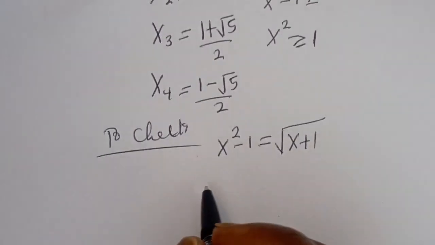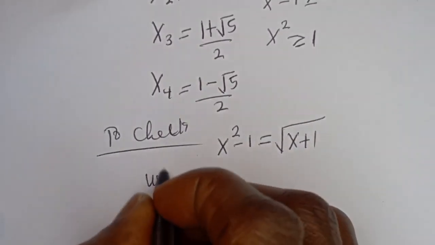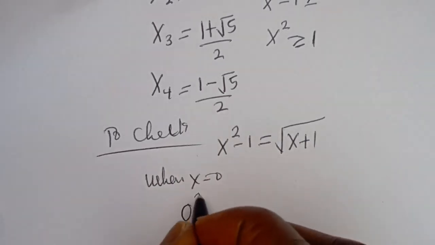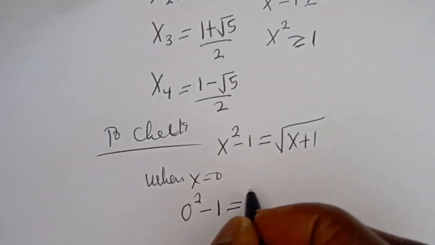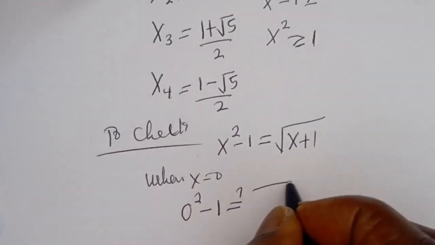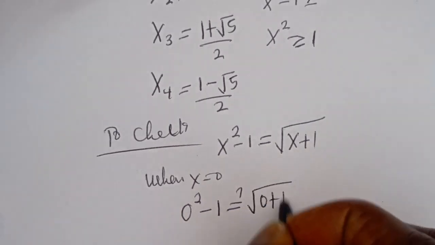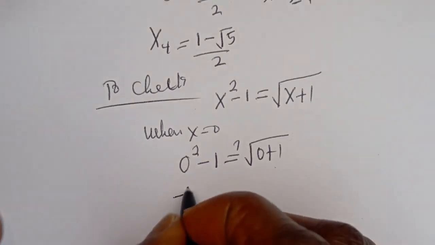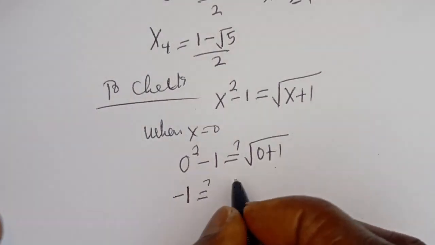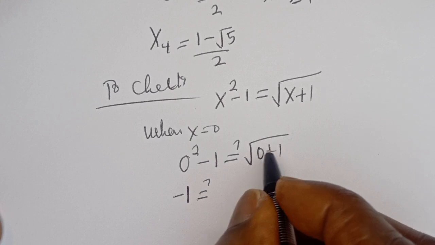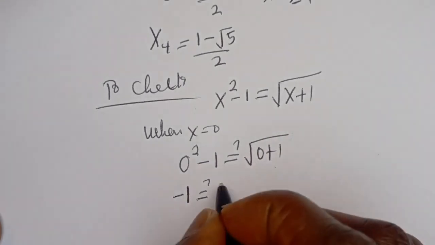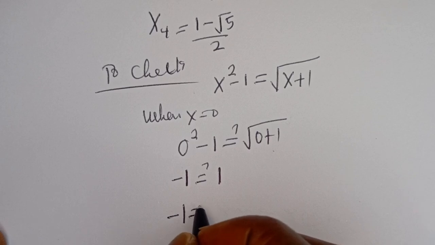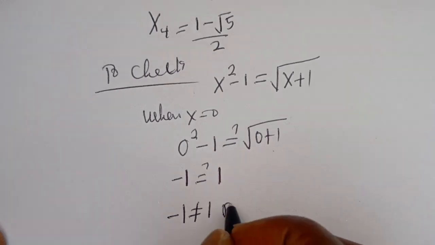Now, when s is equal to 0, we have 0 squared minus 1 must be equal to square root of 0 plus 1. Now, 0 squared minus 1, this is minus 1, must be equal to square root of 0 is 0, plus 1, the square root of 1 is 1. So, therefore, minus 1 is not equal to 1. This is rejected.